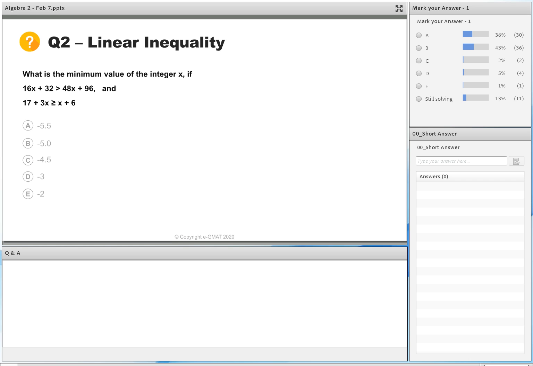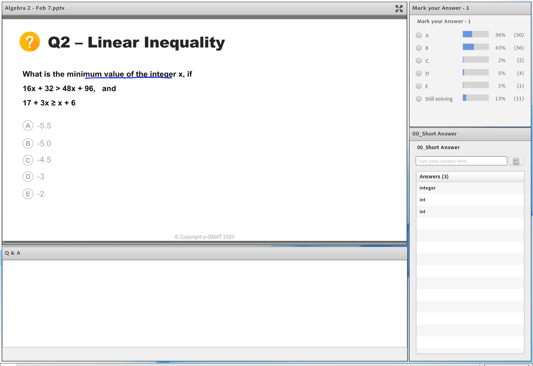36% of you tell me that the answer for this question is choice A. 43% of you tell me that the answer is choice B. All right. Now, what is the question asking me? What is the minimum value of integer x? So guys, tell me, I've opened the short answer poll. Why is choice A incorrect?